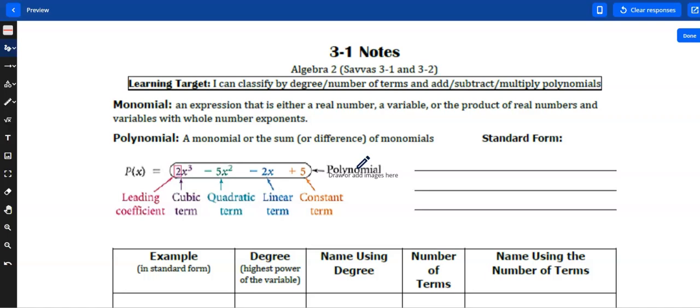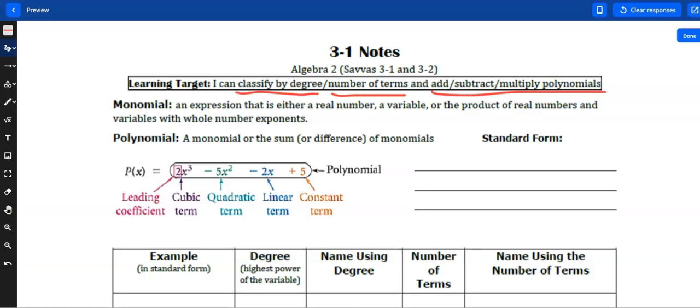Section 3.1, new chapter here, is about polynomials. The first thing we need to be able to do is classify them a couple different ways. Classify them by the degree. Now, that of course means you need to understand what a degree is, but we'll also be classifying by the number of terms. And then of course we're going to be doing things like adding, subtracting, and multiplying polynomials together. What happens when you combine these things? What do you end up with?